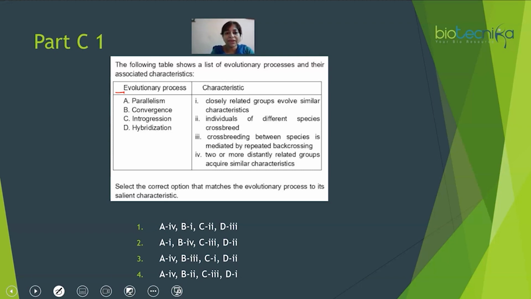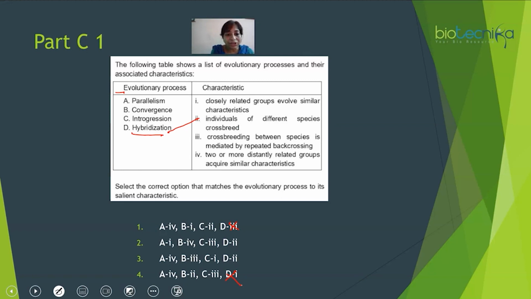So there's parallelism, convergence, introgression, and hybridization. Let's start with the simplest, hybridization. What is hybridization? When you crossbreed different species. So individuals of different species crossbreed. So D is 2 for sure. Now check out where D is 2. So definitely 1 and 4 you can cancel out. So one of the options out of 2 and 3 will be the answer.